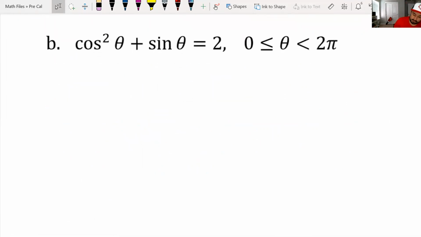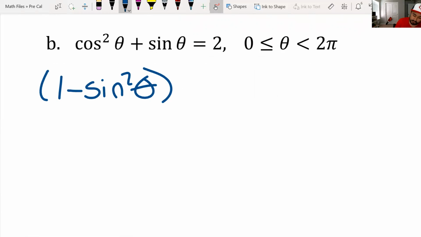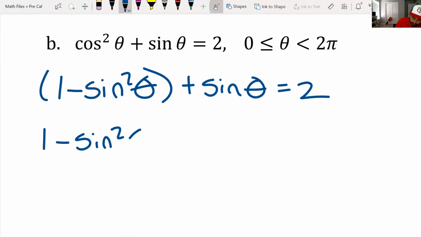Same thing here. Cosine squared theta plus sine theta equal to 2. Well, let's go ahead and change this all in terms of sine. This becomes 1 minus sine squared theta plus sine theta equal to 2. Okay, so you get 1 minus sine squared theta plus sine equal to 2.